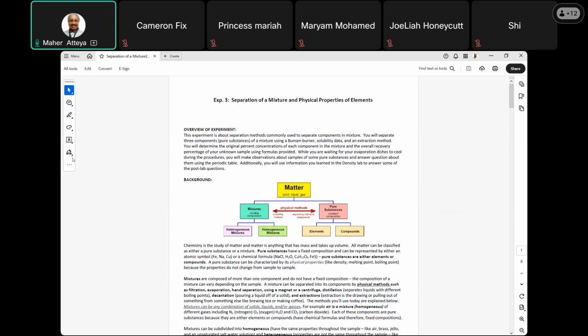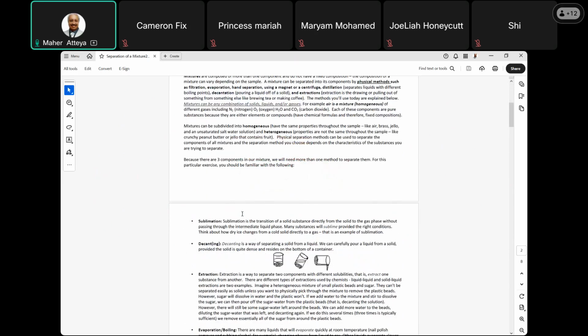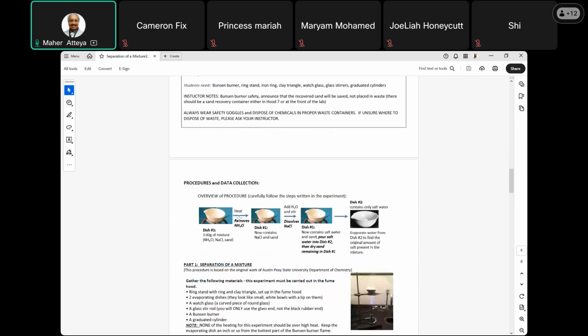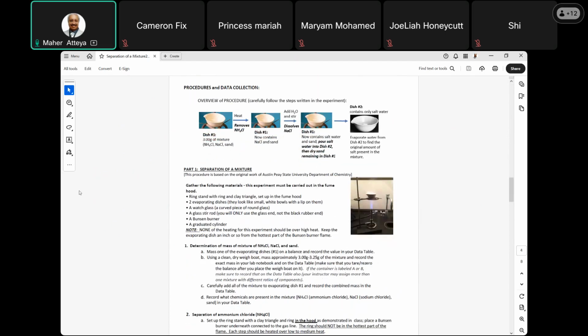So here is the procedure. You will have two crucibles, or evaporating dishes. The first is assigned the number 1, and the second is assigned the number 2, accompanied by a watch glass. You need the watch glass for number 2.